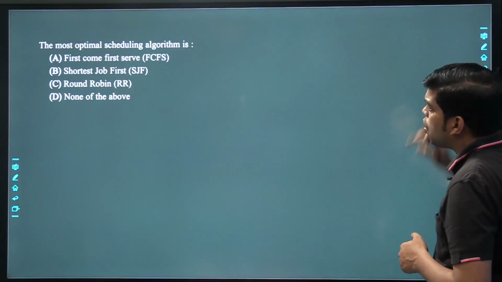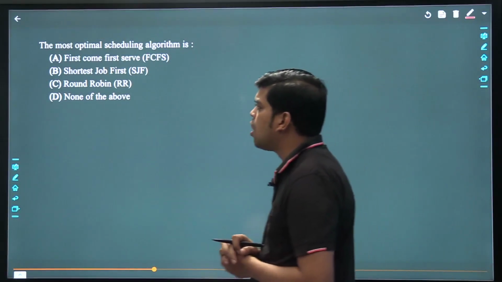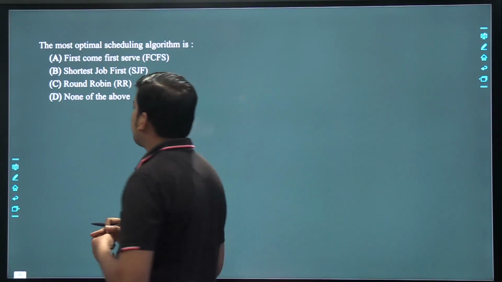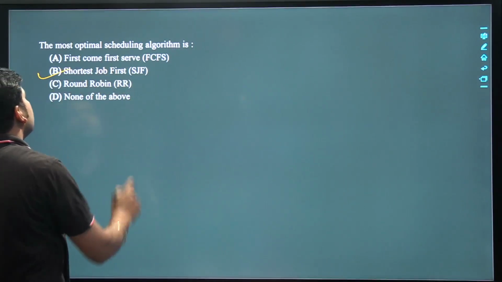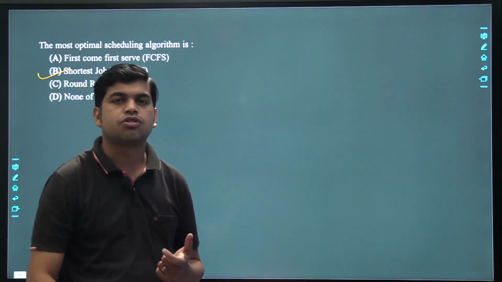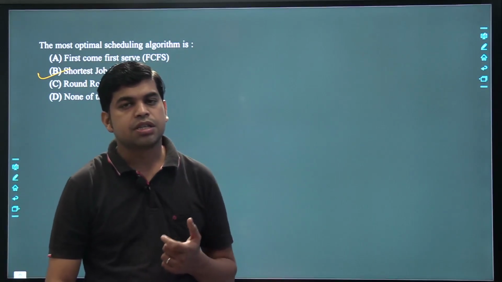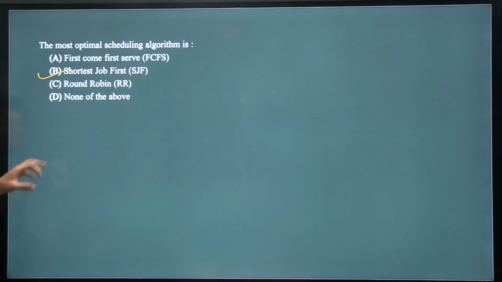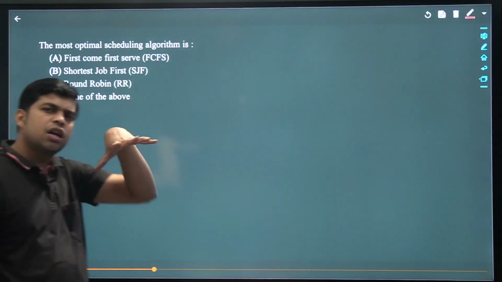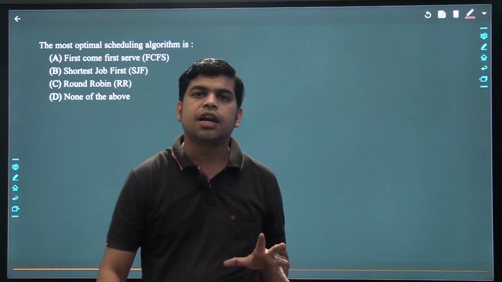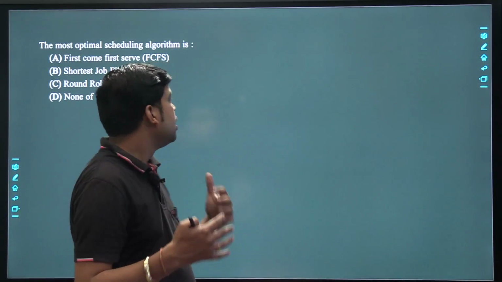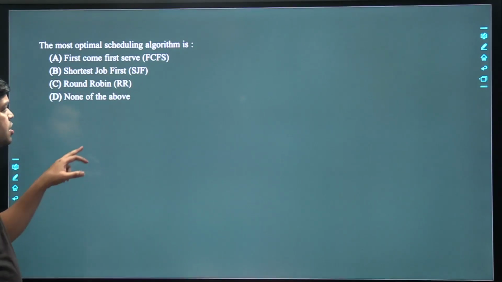Now, the most optimal scheduling algorithm out of these four: FCFS, SJF, round robin. By default we use SJF, because shortest job first gives the best result in every case. So SJF is correct. B is the right answer. The theoretical questions asked in the GATE exam are related to the best technique, so just remember that SJF and SRTF are the best techniques.